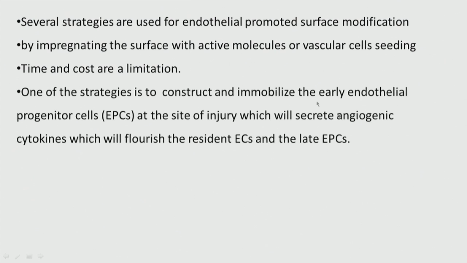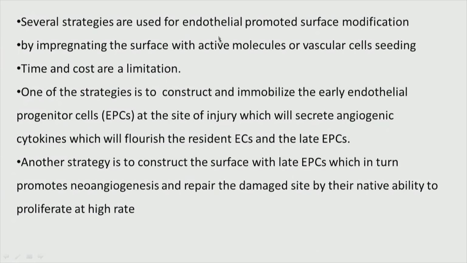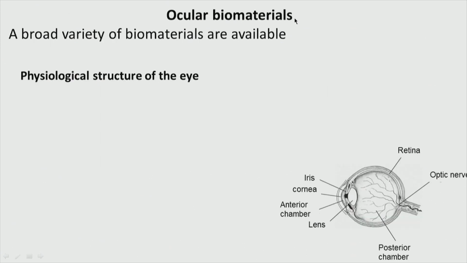So, we can construct and immobilize early endothelial progenitor cells at the site of injury, which will secrete angiogenic cytokines which will flourish the resident ECs and EPCs. They are still under research and they have been tested quite a lot on animal models, but not on human volunteers. Another strategy is to construct the surface with the late EPCs, endothelial progenitor cells, which in turn promote new angiogenesis and repair the damaged site by their native ability to proliferate.